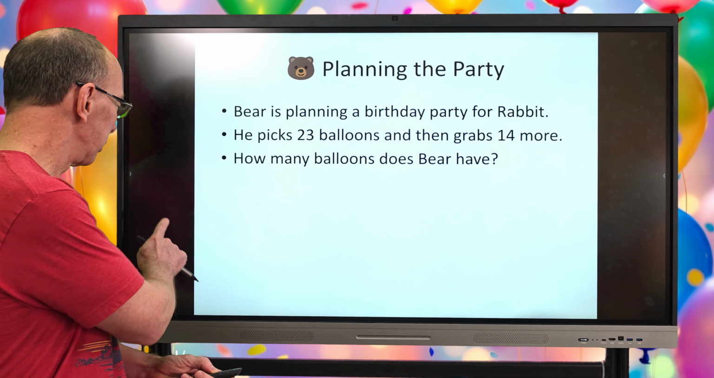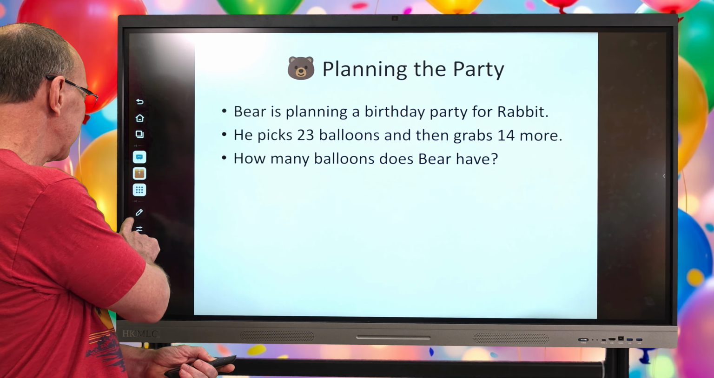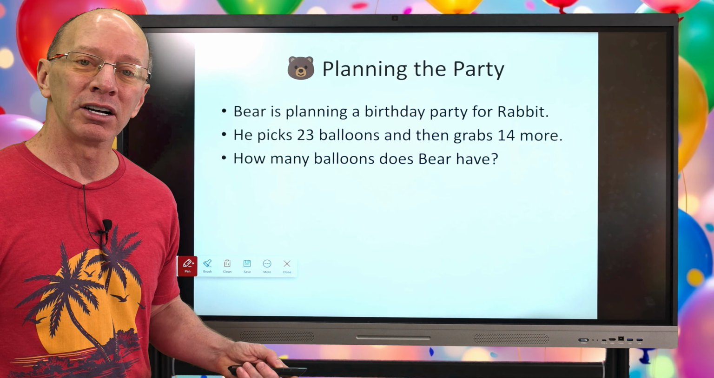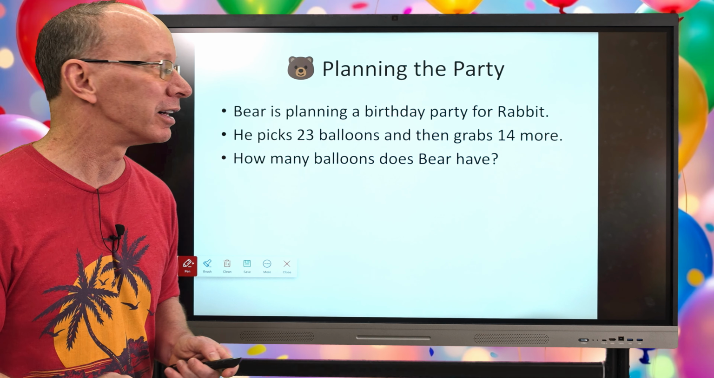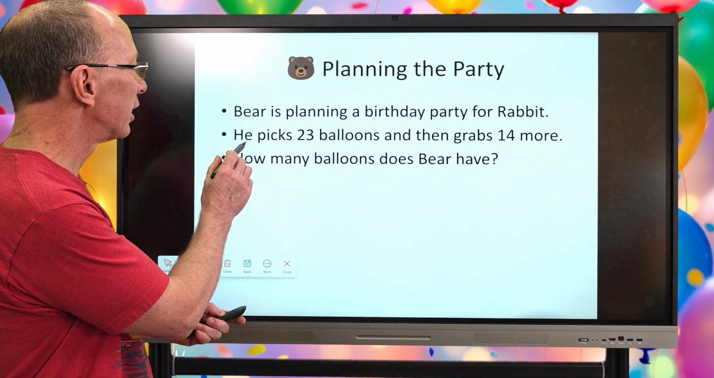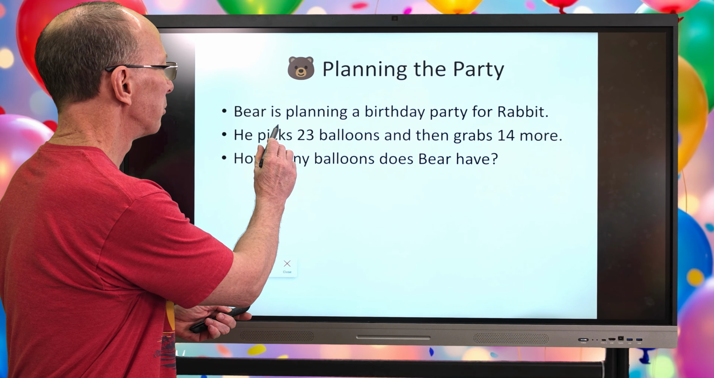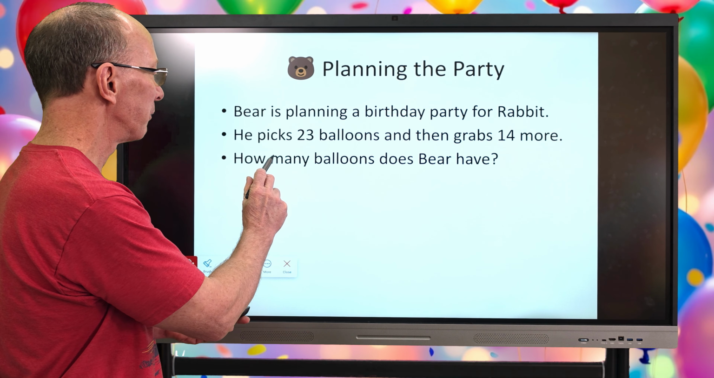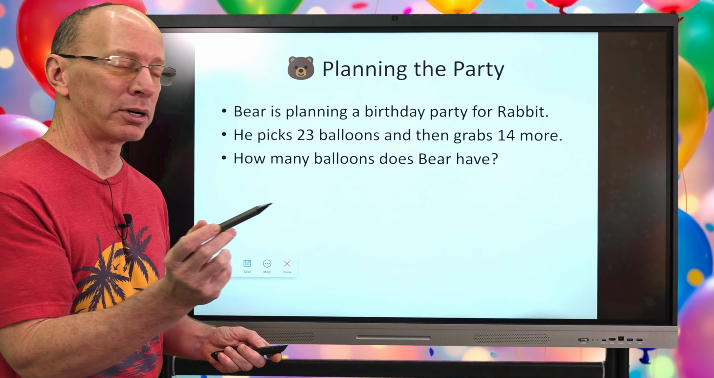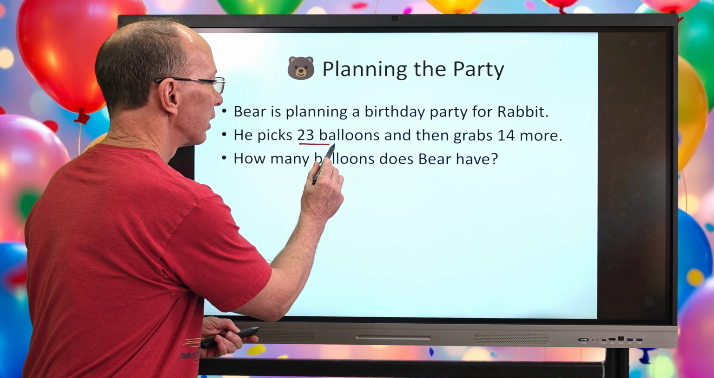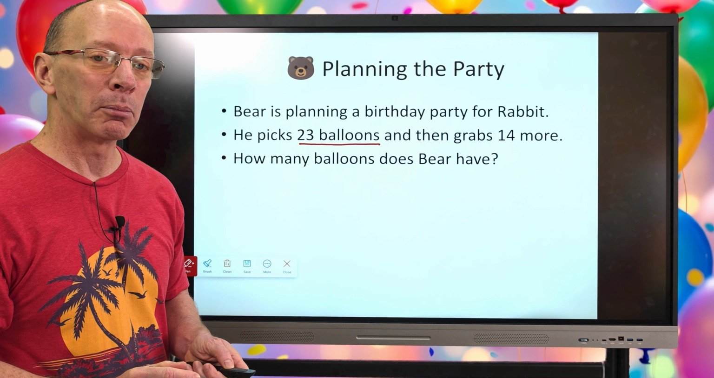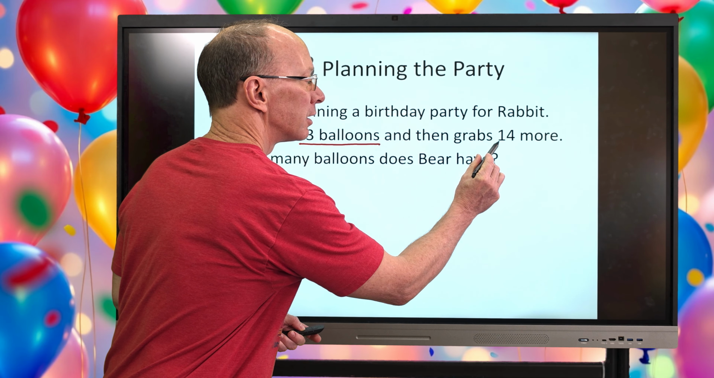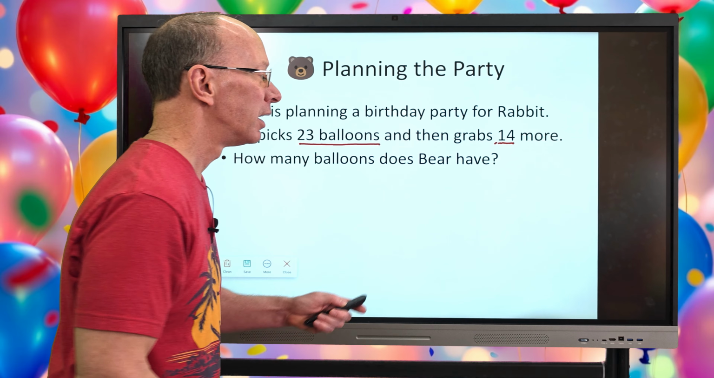Now, when I'm doing story problems, what I like to do is mark up the page. I might underline things, I might circle things, just get it all ready to be able to figure it out. So I'm going to underline some important things here. Bear is planning a birthday party for Rabbit. He picks 23 balloons. That's pretty important. So let's underline 23 balloons and then grabs 14 more. So I'm going to underline 14 right here.